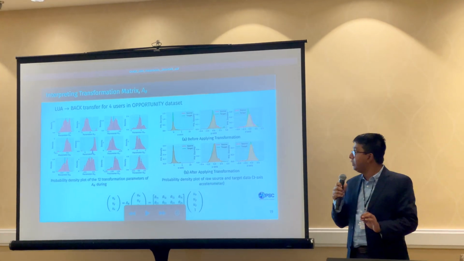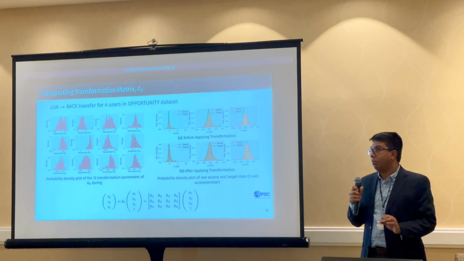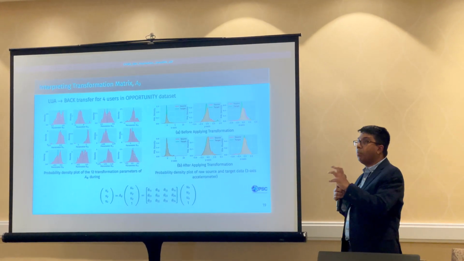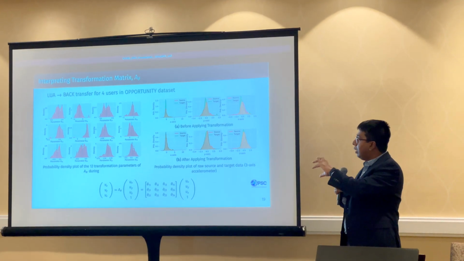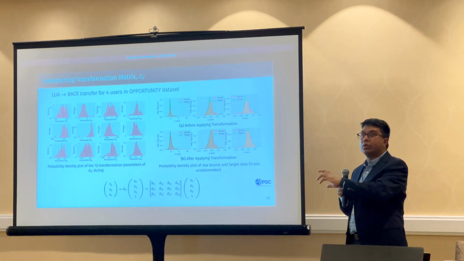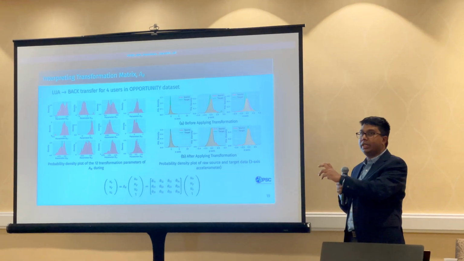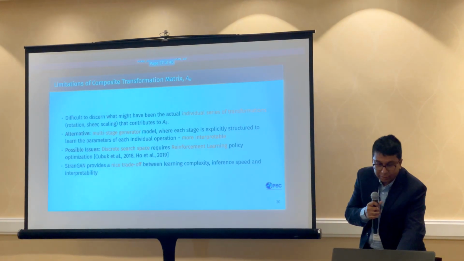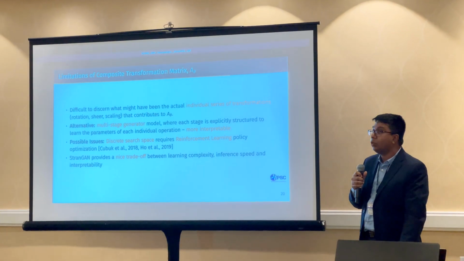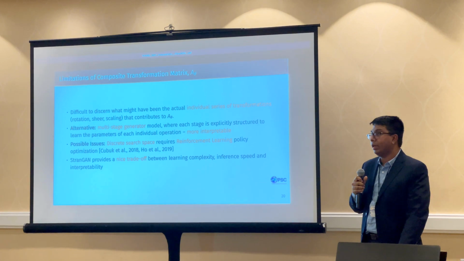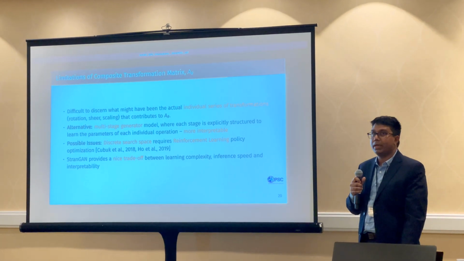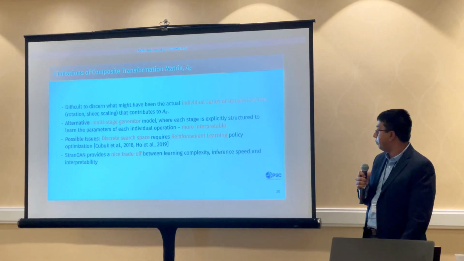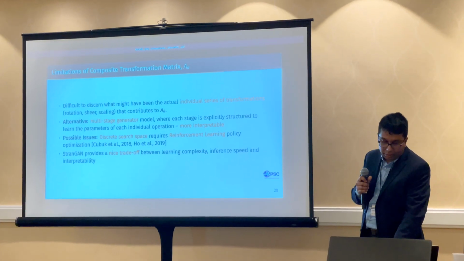But it is a little bit difficult to interpret this way, because this is a composite matrix. So this has all sorts of transformation, not just scaling or translation. It might be something complicated. There are other ways to go about it, but that would require us to do reinforcement learning, and that would probably complicate our methodology a little bit more. So we think that STranGAN provides a nice trade-off between complexity, inference speed, and interpretability.